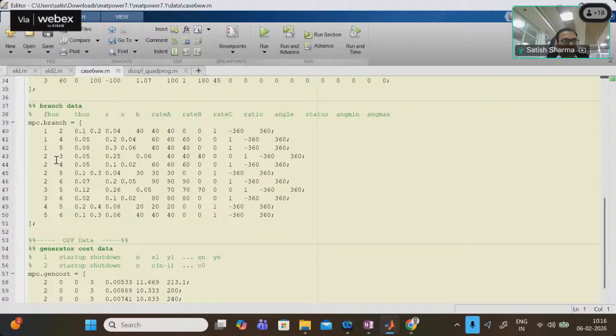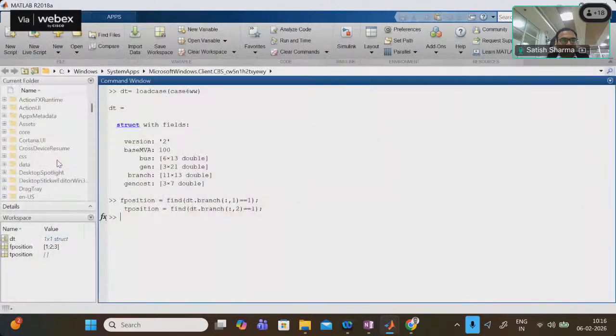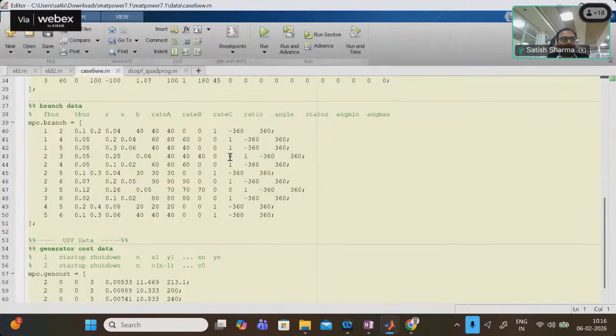Now let's see what is there with 2. If I use the same code and place 2 here and enter, it is 4, 5, 6, 7, and 1. So the from position is 4, 5, 6, 7, and the to position is on the first row. If we look at the data, it is 4, 5, 6, 7, and the second position. So these are the different lines which are connected to the ith node.